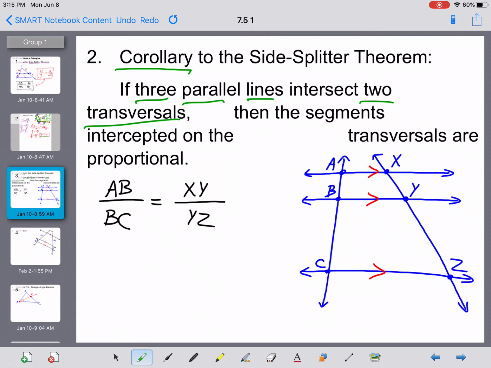Okay, and this corollary says that if you have this setup, 3 parallel lines and 2 transversals, then the segments intercepted on the transversals are proportional. That doesn't make a whole lot of sense, but when we look at the diagram, people usually figure it out. The ratio of AB right here compared to BC is equal to the ratio of XY over here on the right to YZ underneath it.